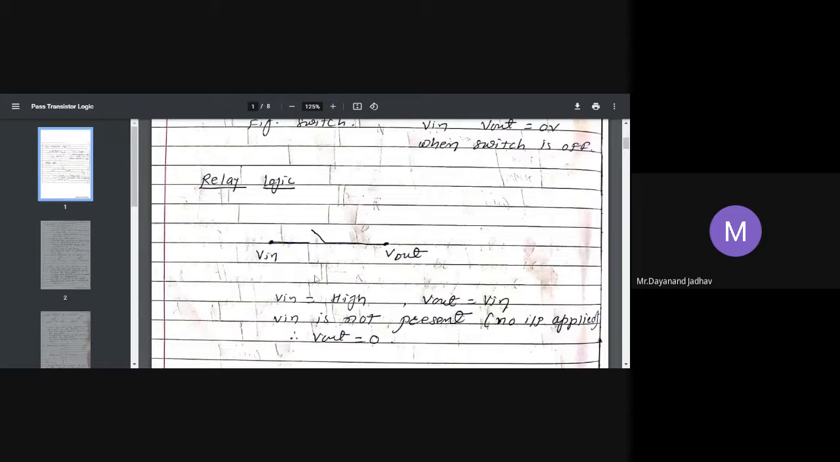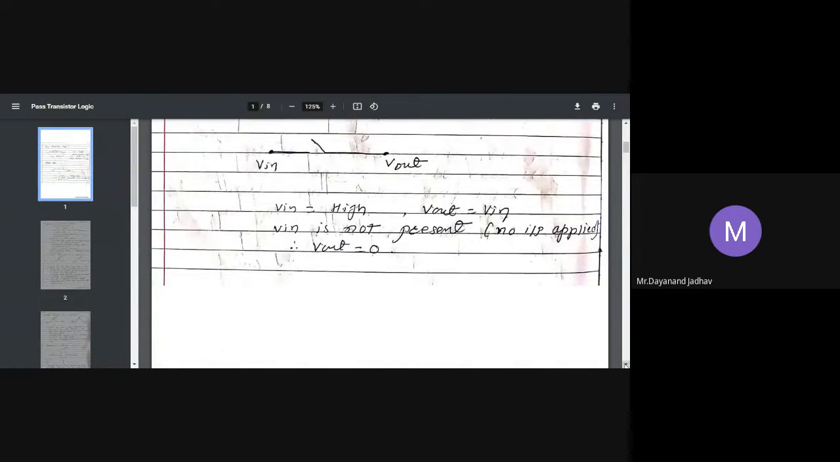See here, this is the relay logic, V in and V out just like a switch. When V in is high, V out is equal to V in. When V in is not present, meaning no input applied, V out is equal to 0. Then what are the characteristics of an ideal switch? We can consider it to have 0 on resistance and infinite, very high off resistance. Then a relay is an ideal switch.